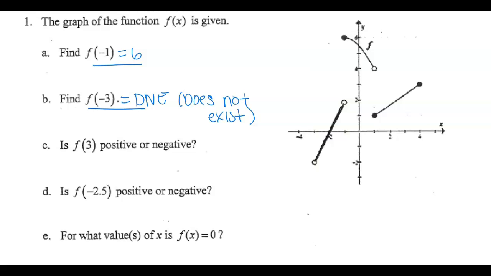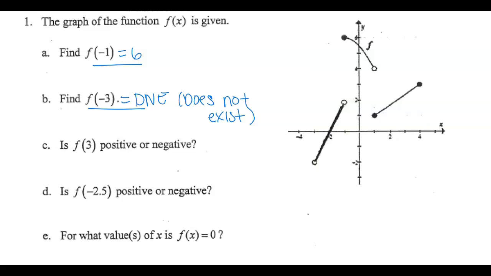We could put none if you wanted to. If I was to put 0, would that make sense? If I put 0, what that means is at -3, it would literally be on the x-axis. That point would be where your answer is, but we don't have a point at -3.